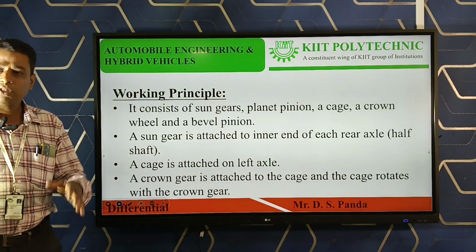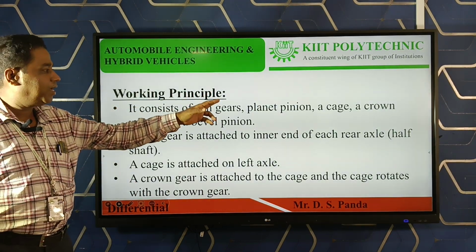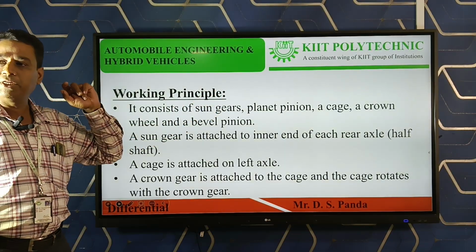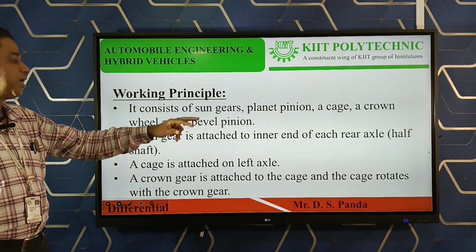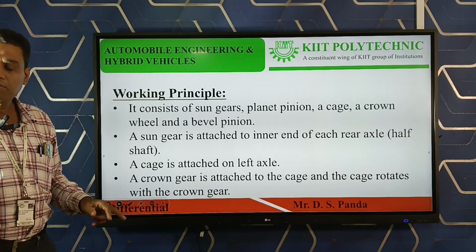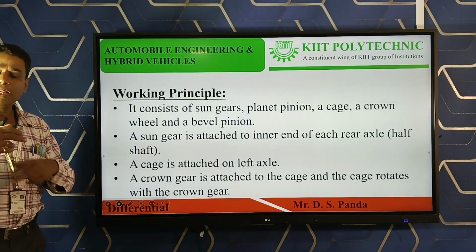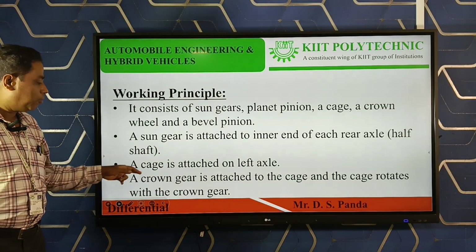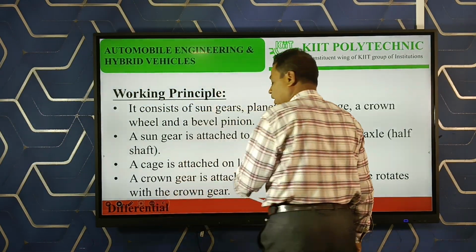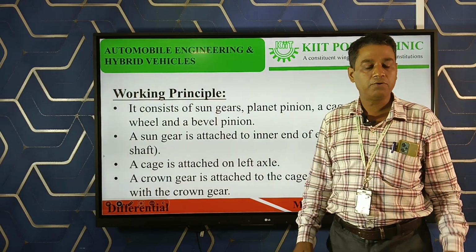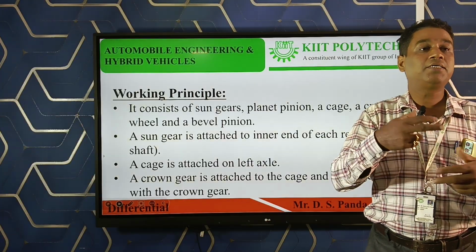If we discuss the working, it consists of sun gear, planet pinion, cage, crown wheel and bevel pinion, as we discussed. A sun gear is attached to the inner end of each rear axle half shaft. A cage is attached on the left axle. A crown gear is attached to the cage, and the cage rotates with the crown gear, rotating as a single housing.